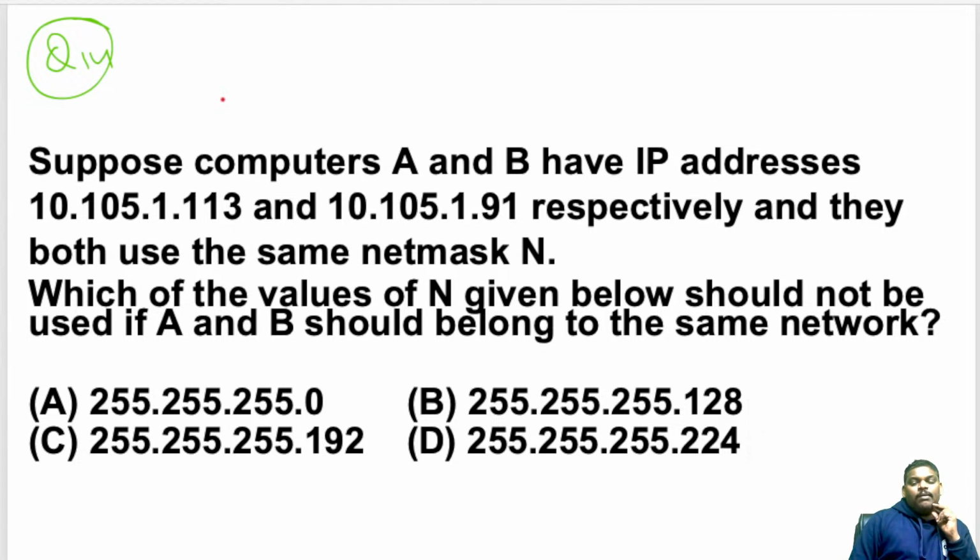Suppose computers A and B have IP addresses and they both use the same netmask n. Which of the values of n given below should not be used if A and B should belong to the same network?